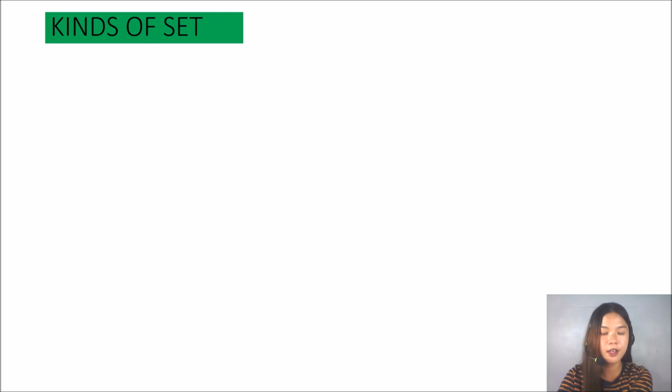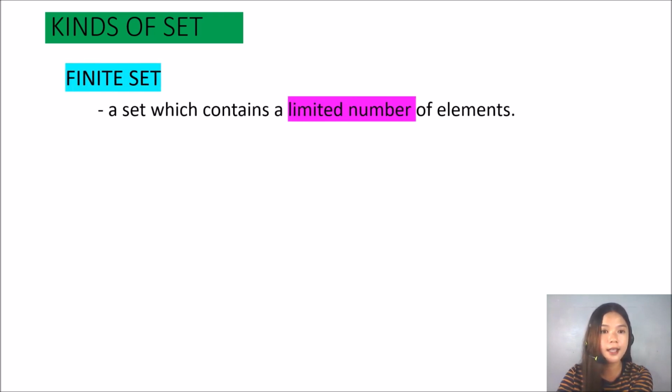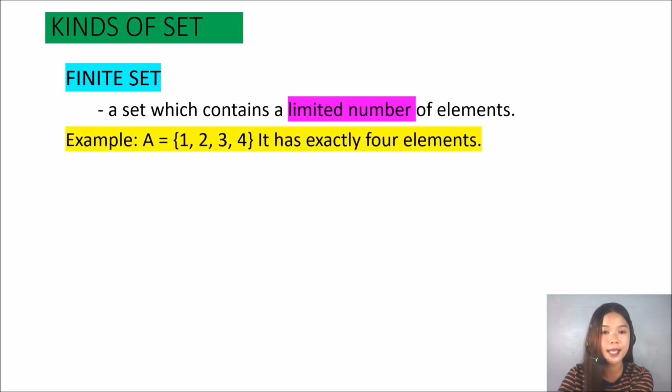Now, we have the different kinds of set. First, we have the finite set. A set which contains a limited number of elements. Limited lang po ang mga element natin. For example, we have set A, 1, 2, 3, 4. So, as you can observe, we have 4 elements. Therefore, that is finite set kasi limited po yung element natin.